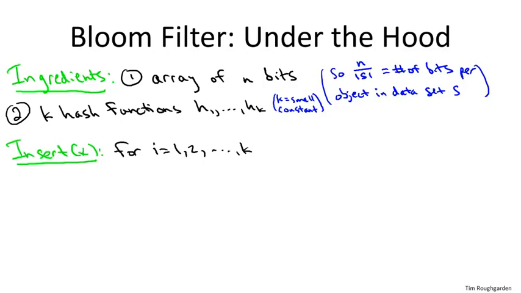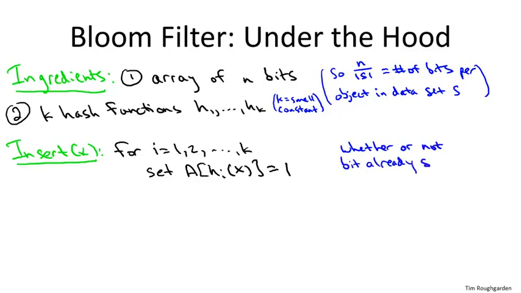So the code for both insert and lookup is very elegant. So let's start with insertion. So suppose we have some new IP address and we want to stick it into this Bloom filter. What do we do? Well, we just evaluate each of our K hash functions on this new object. Each of those tells us an index into our array of bits, and we just set those K bits equal to 1.